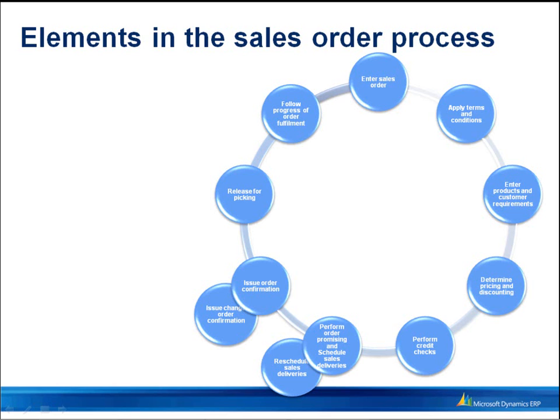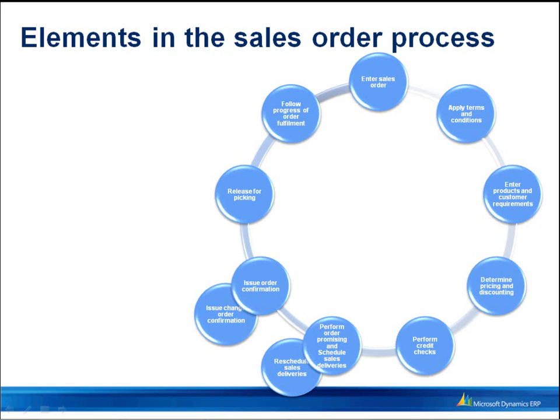Enter the sales order, which is the sales order header, apply terms and conditions, enter products and customer requirements, determine pricing and discounting, perform credit checks, perform order promising and schedule sales deliveries, which may be done a number of times, by which we have a number of circles. Then issue order confirmation and potentially issue change order confirmation if changes occur. Release for picking, which is releasing for warehouse and outbound operations. And of course follow progress of order fulfillment, such that the sales clerk is always on top of the process.